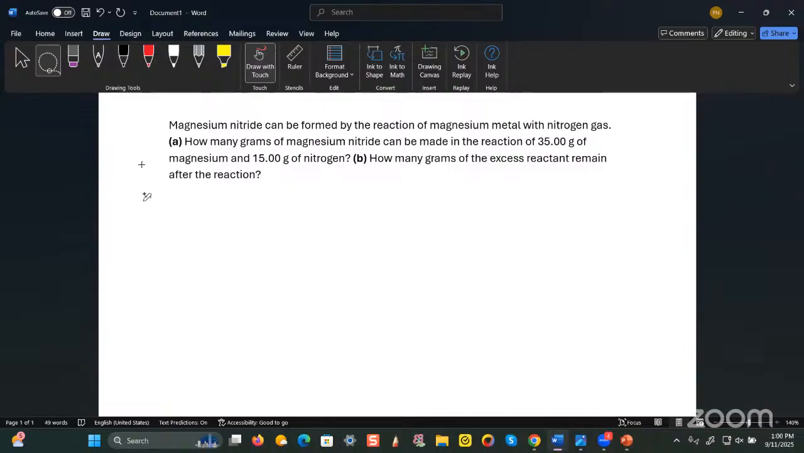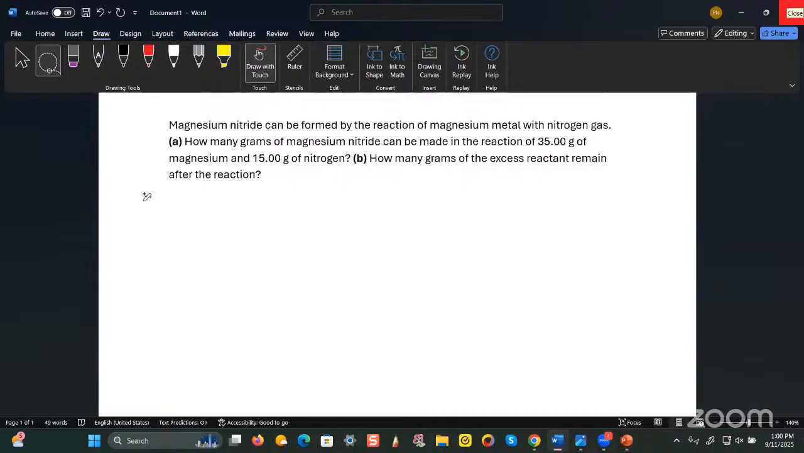And it's a 2-part question. The A part is saying how many grams of magnesium nitride can be made in the reaction of 35.00 grams of magnesium and 15.00 grams of nitrogen. So that's the A part. The B part is asking how many grams of the excess reactant remain after the reaction. Okay, so let's start off with the A part.